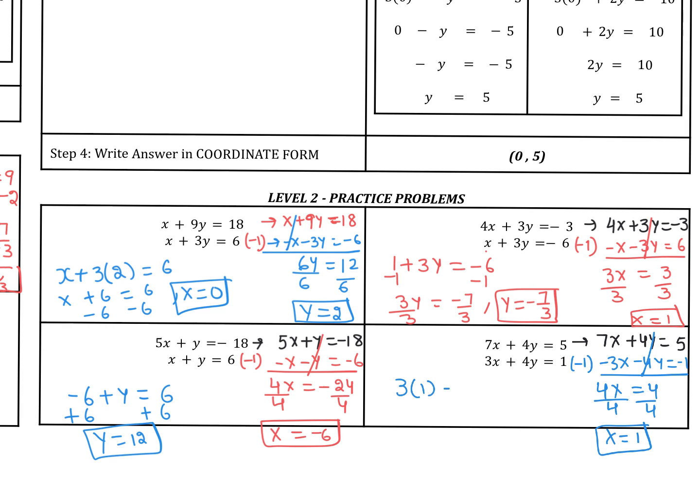3 times 1 plus 4y equals 1. You're going to subtract 3 on both sides. You get 4y equals negative 2. When you divide by 4, you get y equals negative 1 over 2.